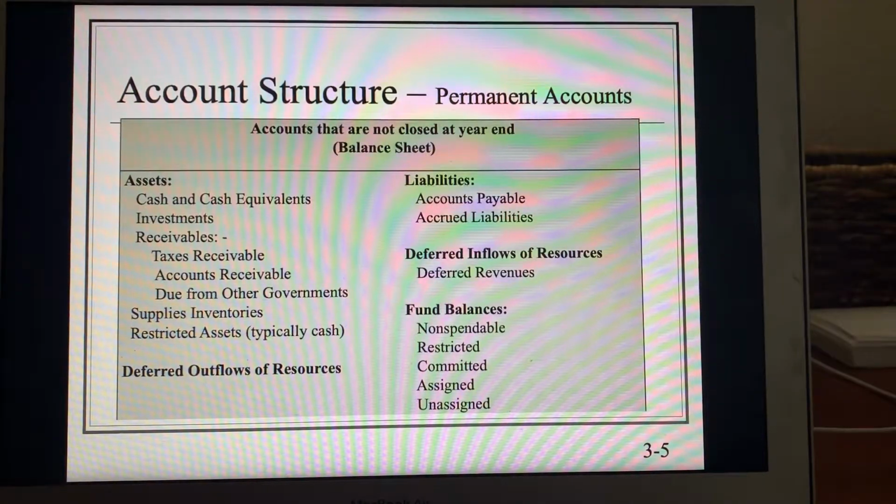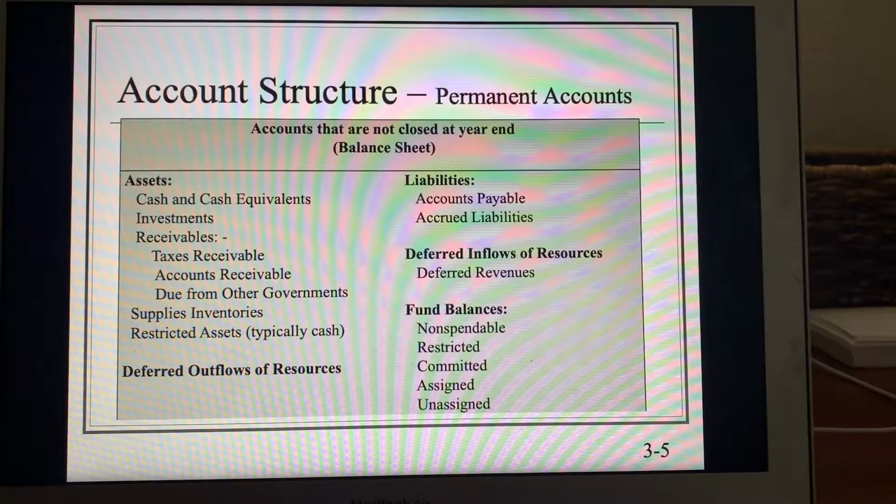So here's the accounting structure, the permanent accounts. As you can tell, assets, cash and cash equivalents over on the left side, and the liabilities, accounts payable, accrued liabilities, deferred inflow of resources such as deferred revenues, and then fund balance. Don't forget, if we go assets minus liabilities, we get owner's equity, but in this particular example, or in government and not-for-profit, it's fund balances. So non-spendable, restricted, committed, assigned, and unassigned are those examples.